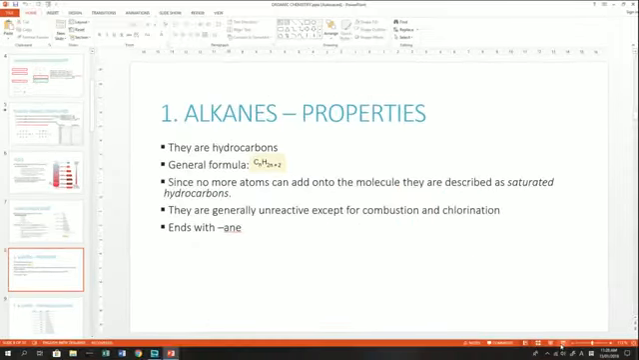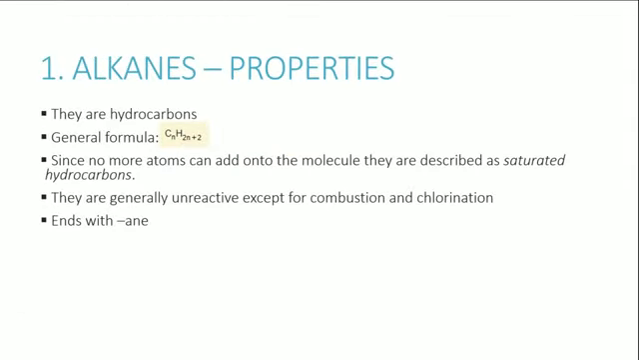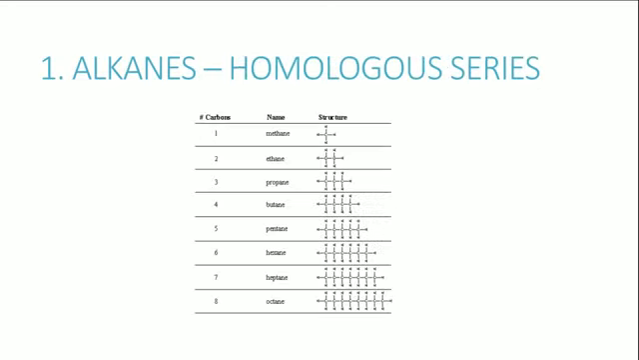Now, with that in mind, because alkanes only have single bonds, they don't have any extra space for carbon to make extra bonds with other molecules, so they're described as saturated hydrocarbons. Generally they're unreactive because of that saturation, but the 2 main things that they undergo are combustion and chlorination, and we will go through that. Again, for the alkane functional group, the name will always end with ane. So here is the homologous series of alkanes that we talked about before.